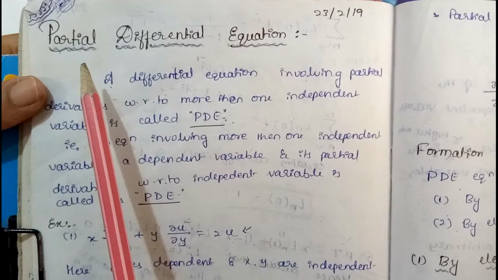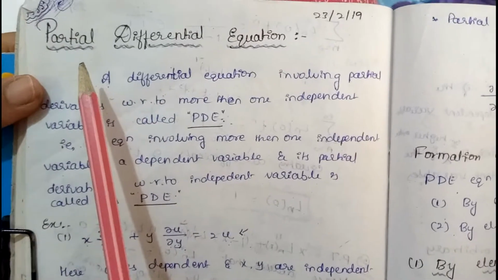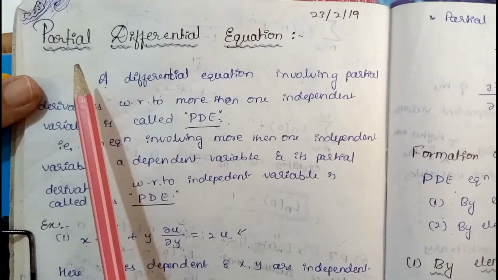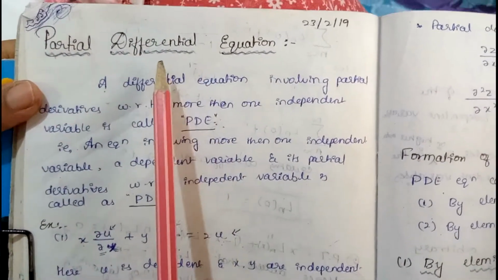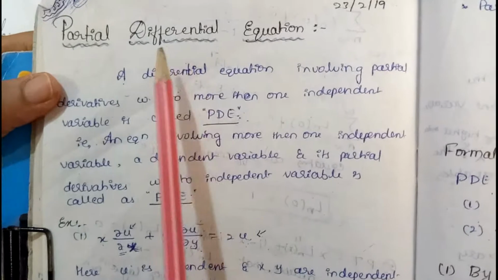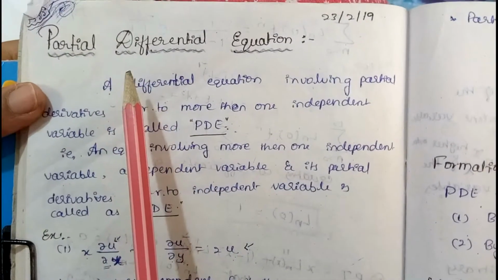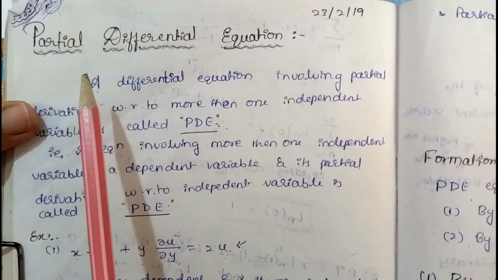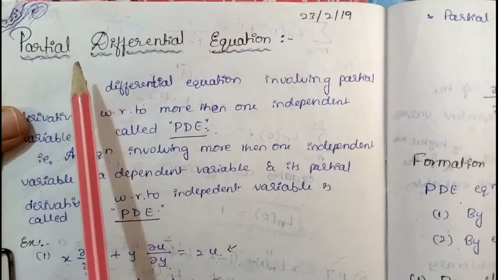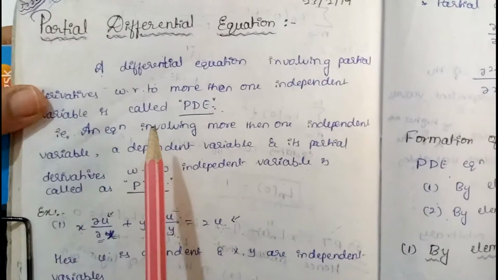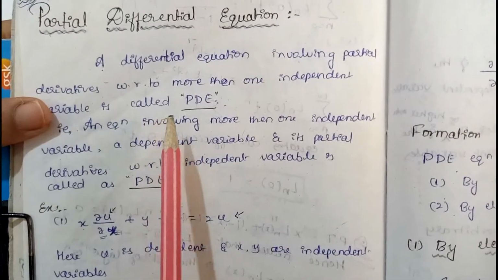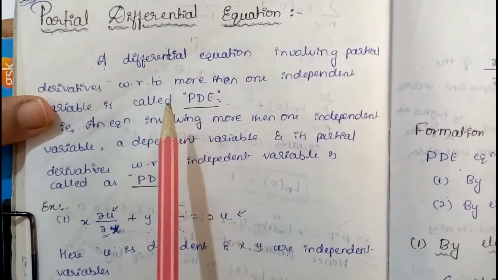Hi students, now I am going to explain the second chapter of the 4.2 paper, that is partial differential equations. Already under the 4.2 paper we discussed special functions, the first chapter. In this class we have to discuss the concept of partial differential equations. First we have to define the definition. You already learned the definition of partial differential equation in the third semester.